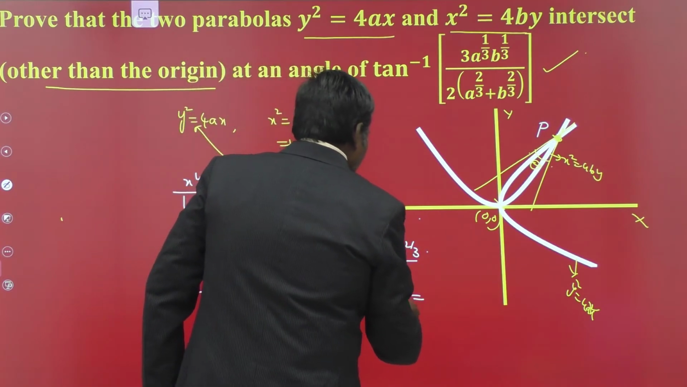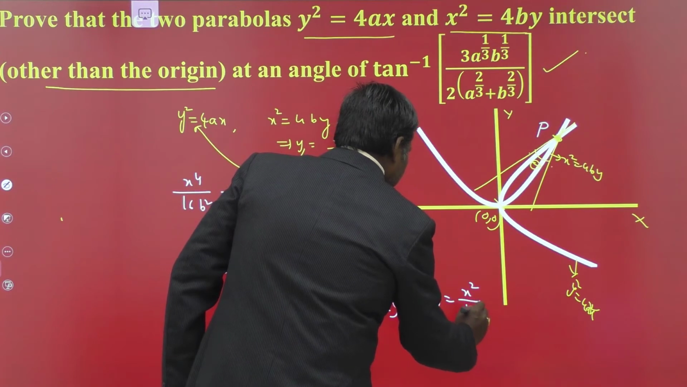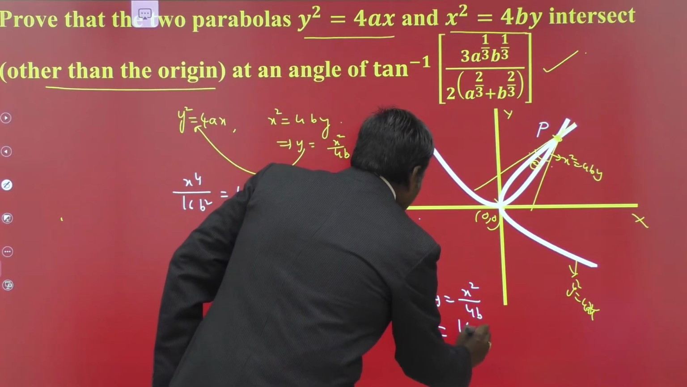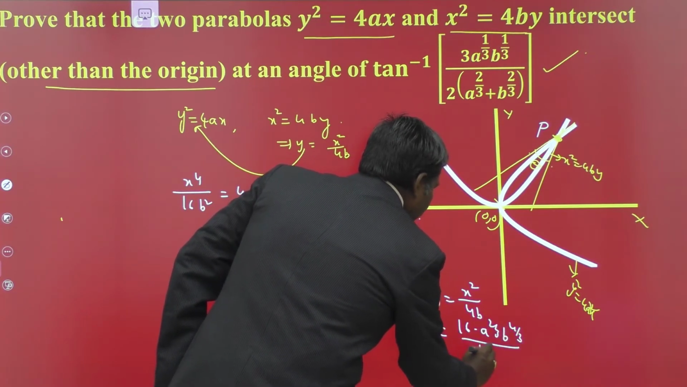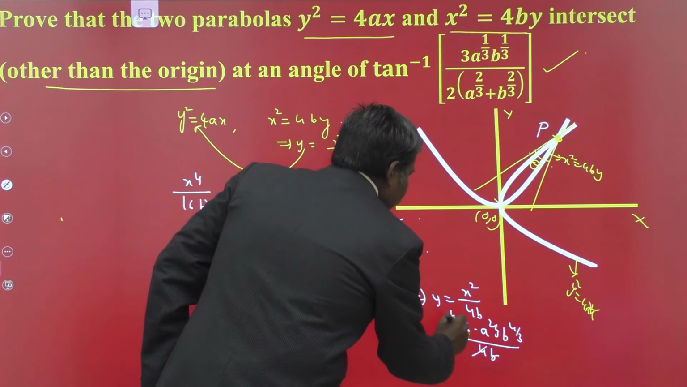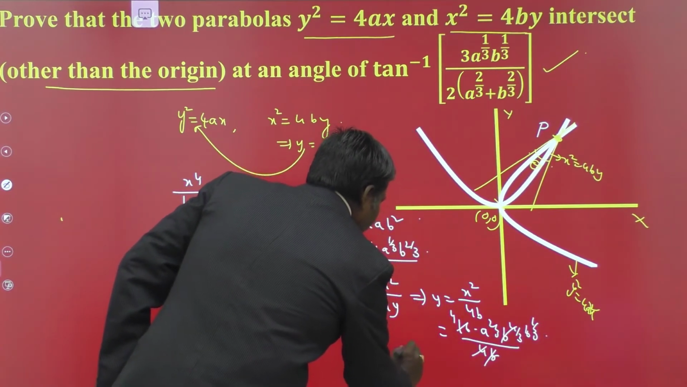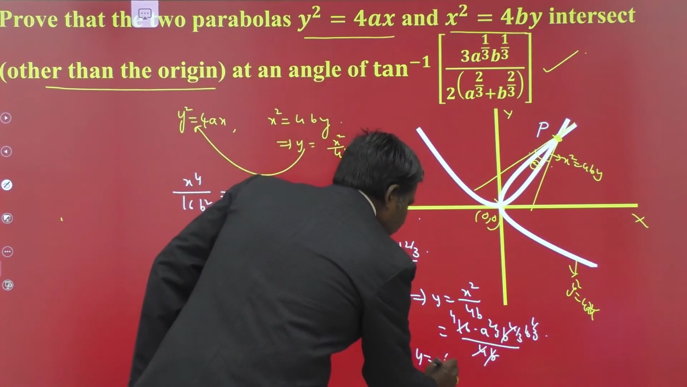So y is equal to x square by 4b. What is your x square? 16 a to the power of 2 by 3 b power 4 by 3 by 4b. It cancels out 4 times. It cancels out b power 1 by 3 times. Therefore, y is equal to 4a power 2 by 3 b power 1 by 3.